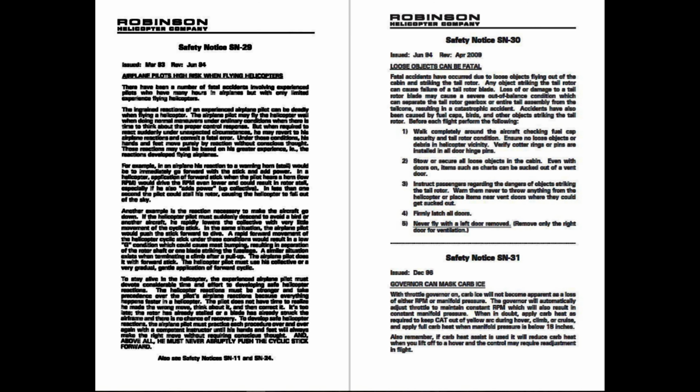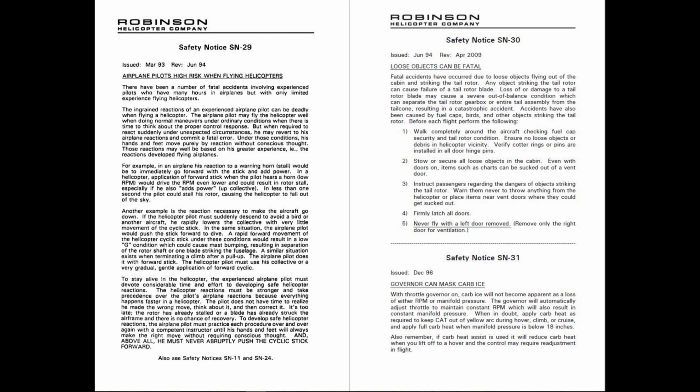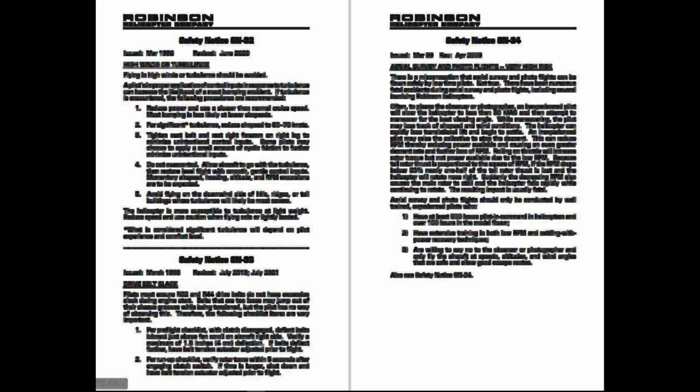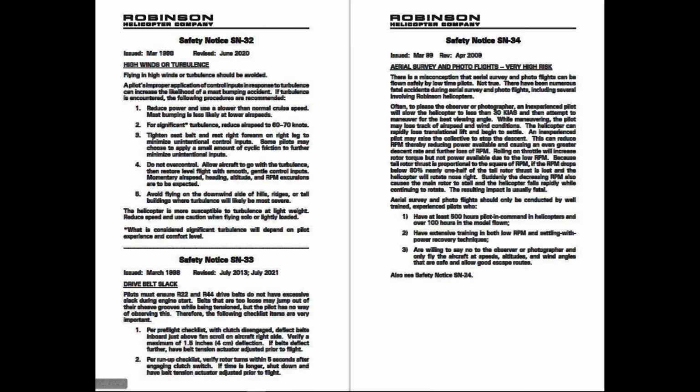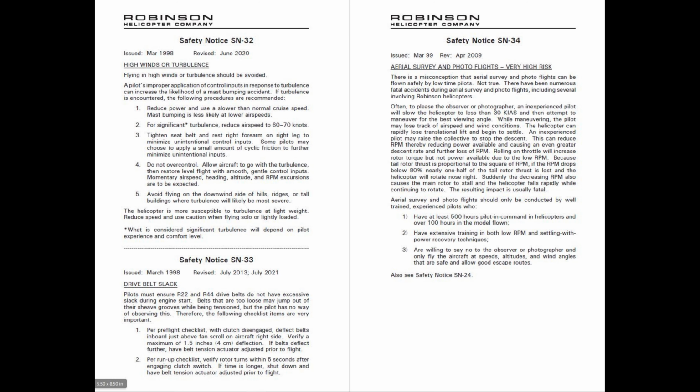Should passengers be allowed to stick their phones out the window to take pictures? No, loose objects can hit the tail rotor. While at cruise speed, the pilot encounters severe turbulence. What should they do? Reduce power to 60 to 70 knots.